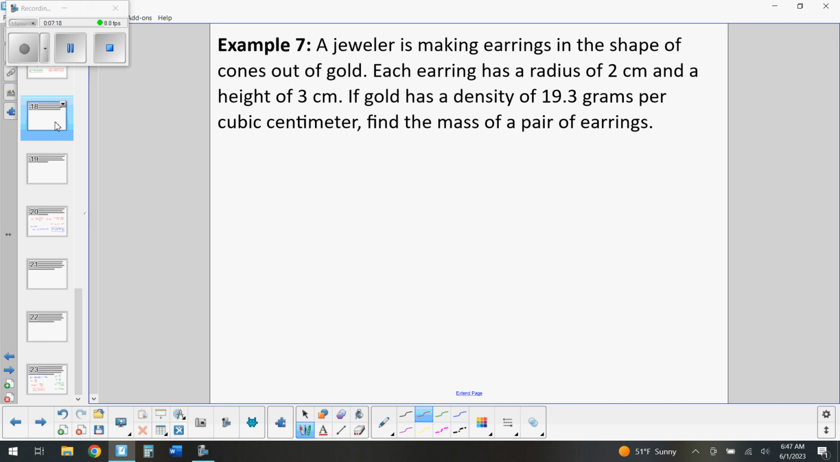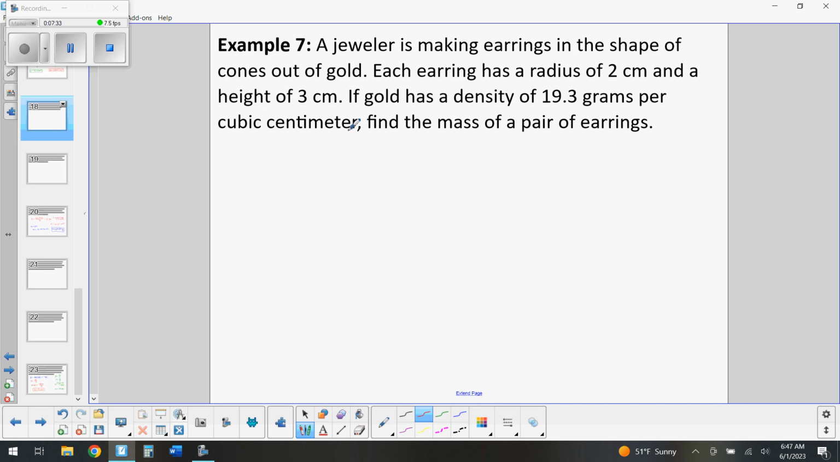So for example 7, a jeweler is making earrings in the shape of cones out of gold. Each earring has a radius of 2 centimeters and a height of 3 centimeters. If gold has a density of 19.3 grams per cubic centimeter, find the mass of a pair of earrings.